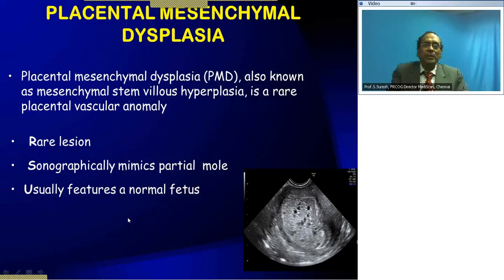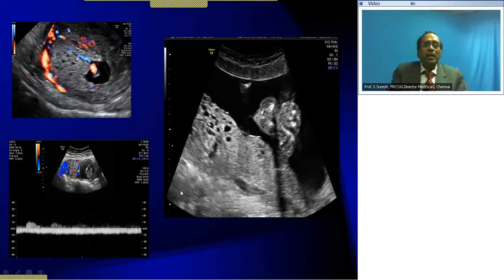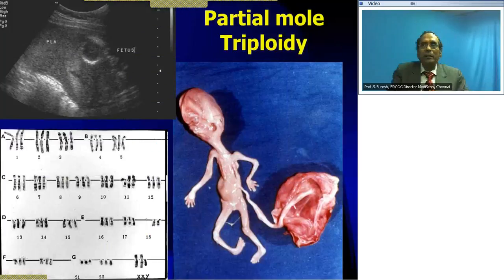placental mesenchymal dysplasia. So here you will see enlarged thickened placenta at about 50%, cystic with hypoechoic areas in about 80%, cystic or moth-eaten appearance, and dilated chorionic villus in about 16% or so. But generally, because the fetus is normal, they are not associated with chromosomal abnormalities. Most of them can have a good outcome. And it can also regress over a period of time.